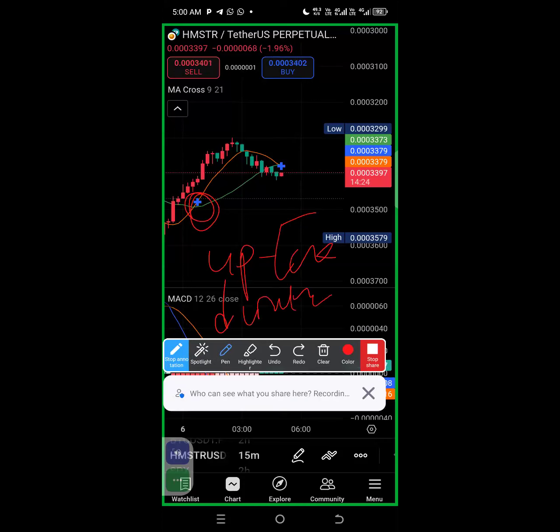You can drop your answer in the chat box for me to know if you still recall what we mean by uptrend, what we did yesterday with the crossovers. Is it uptrend or downtrend, looking at what happened here?